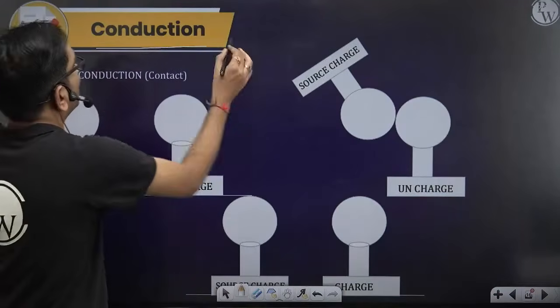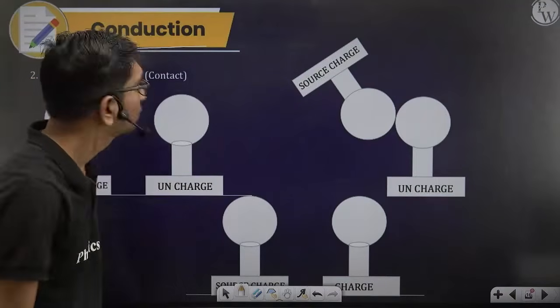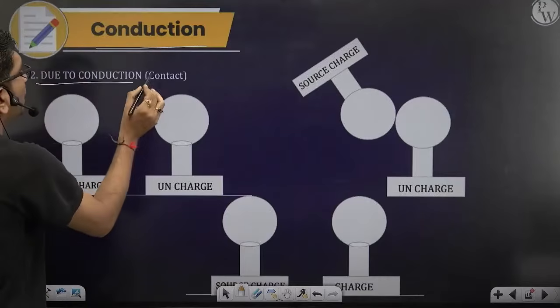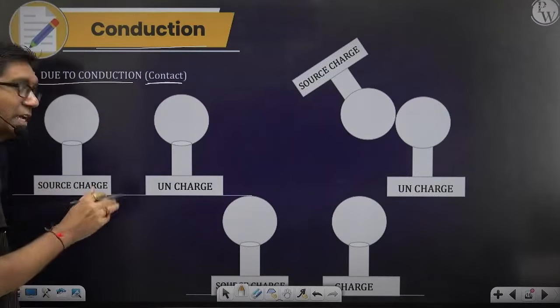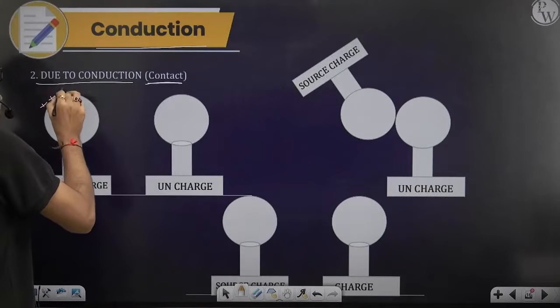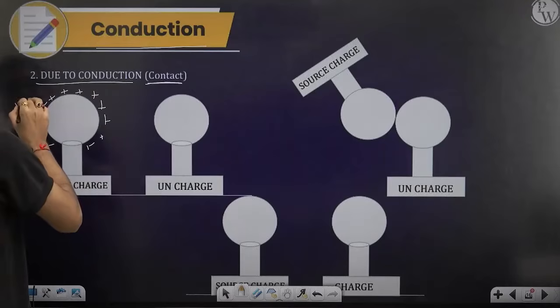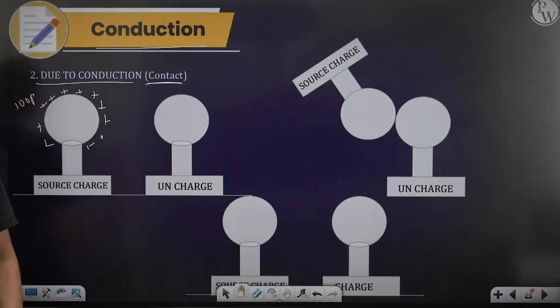Chalo, next, conduction. Due to conduction also we can make charged bodies. How? See here, the trick is contact, beta. Conduction is nothing but contact. So I am taking a source charge here. Let us assume that there are 100 protons inside this one, inside the source charge.